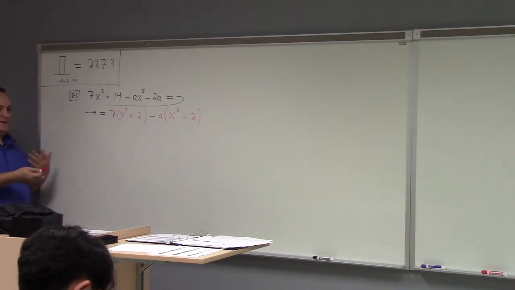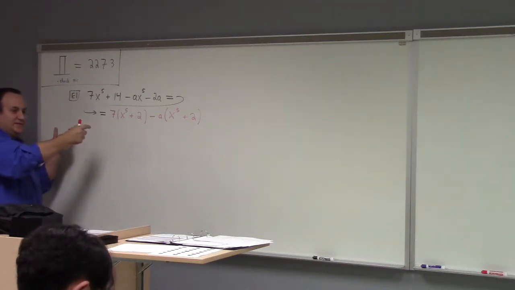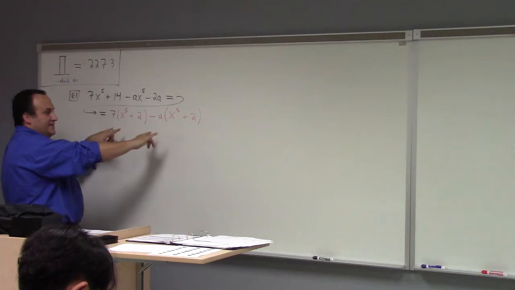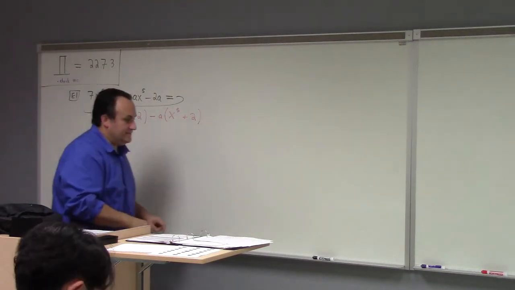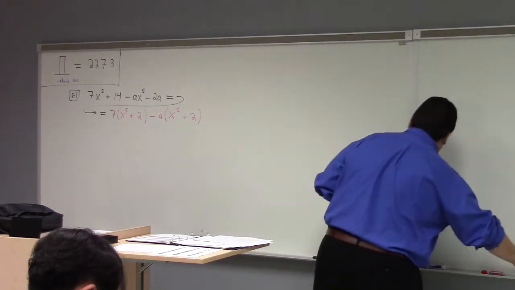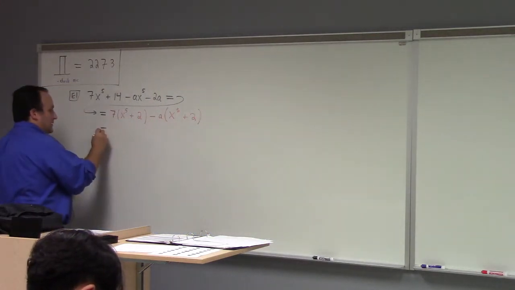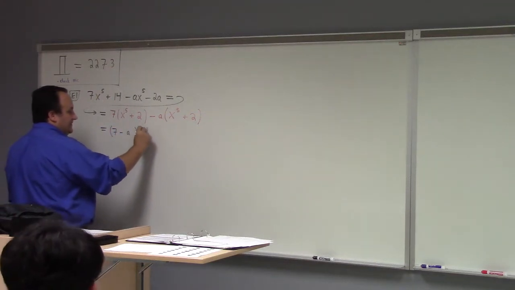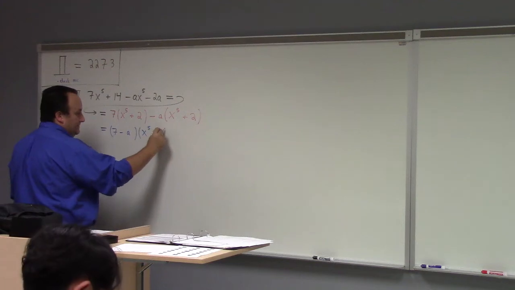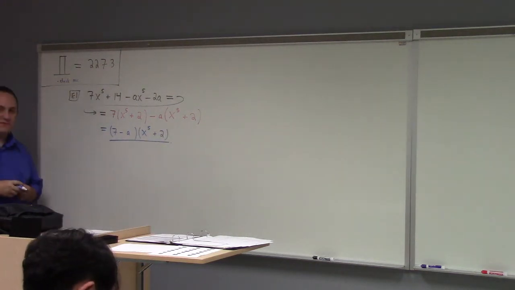So factoring by grouping is when you look for a common thing amongst two pairs, let's say, and factor that same thing out. Once you have that pattern, then you can factor the x to the 5th plus 2 out of both of these, which gives you what? So this is 7 minus a times x to the 5th plus 2. And that will be the answer here.